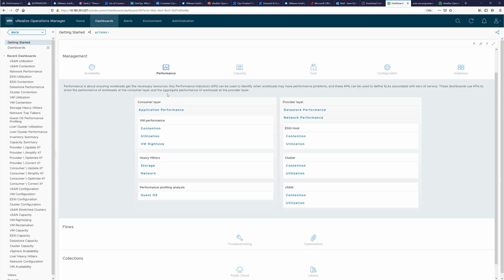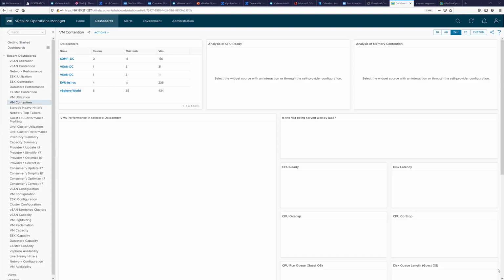Since performance is very common, let's come inside here. It's grouped into two: consumers, things that consume the resources of the shared environment. These are typically VMs and guest operating systems such as Windows or Linux. And providers, which is IaaS. In this case, it is your vSphere, it is your vSAN, right? And so let's get into a VM first.